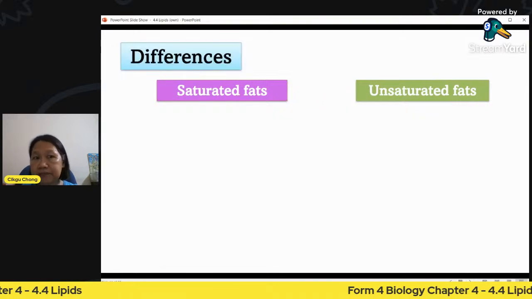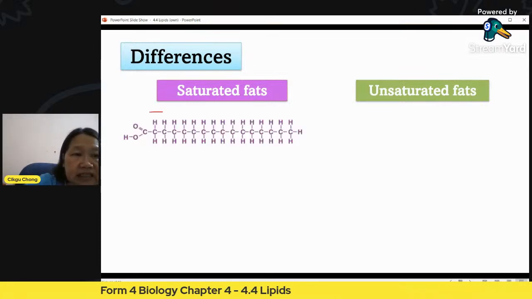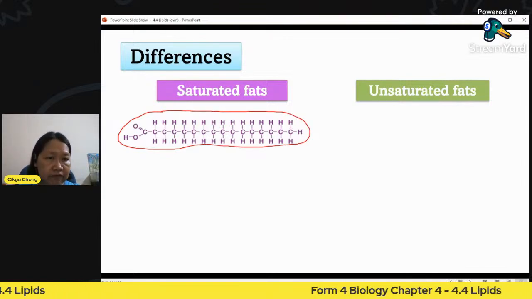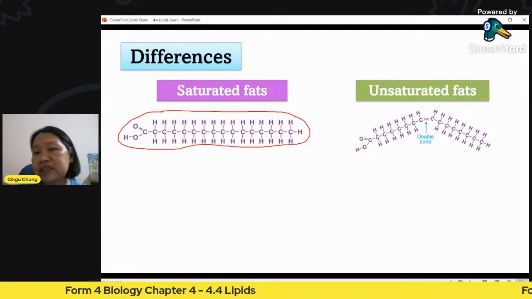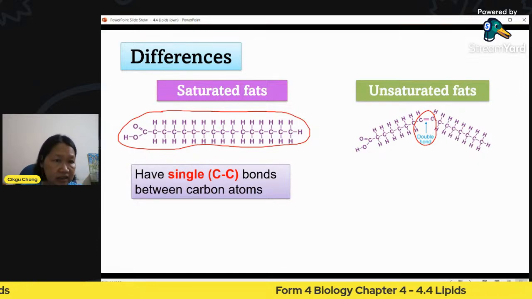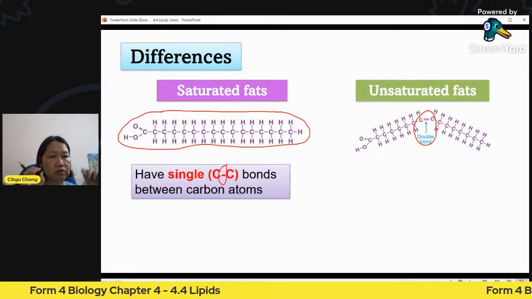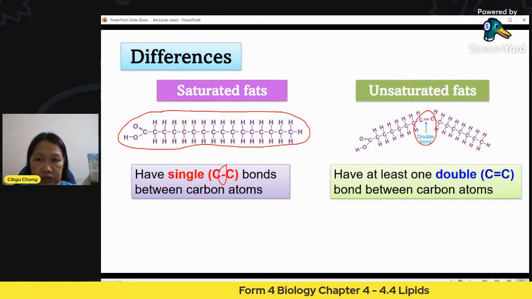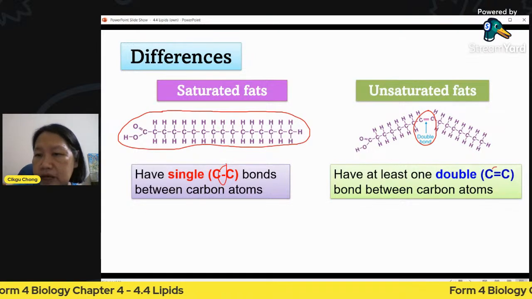Let's look at the differences then, saturated fat and unsaturated fat. The diagram here shows the fatty acids. For saturated fat, all the fatty acids have single bonds. For unsaturated fat, at least one of the fatty acids will have one double bond. Saturated fats have single bonds between the carbon atoms, so you only draw a single line between carbon and carbon to show a single bond. For unsaturated fat, you will have at least one bond between the carbon atoms where you have to put a double line.